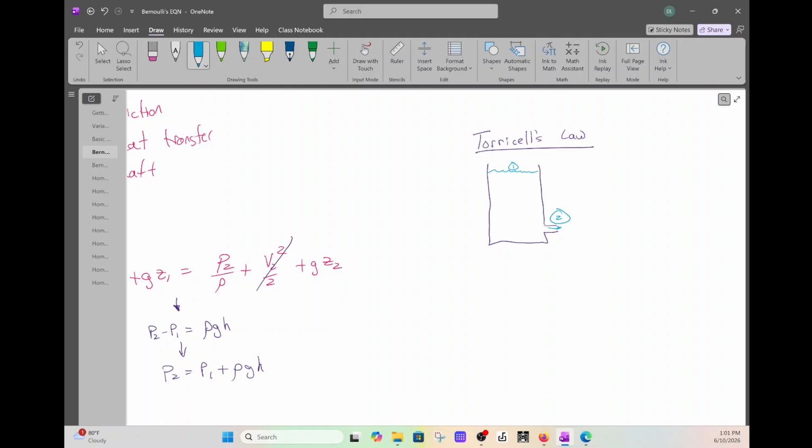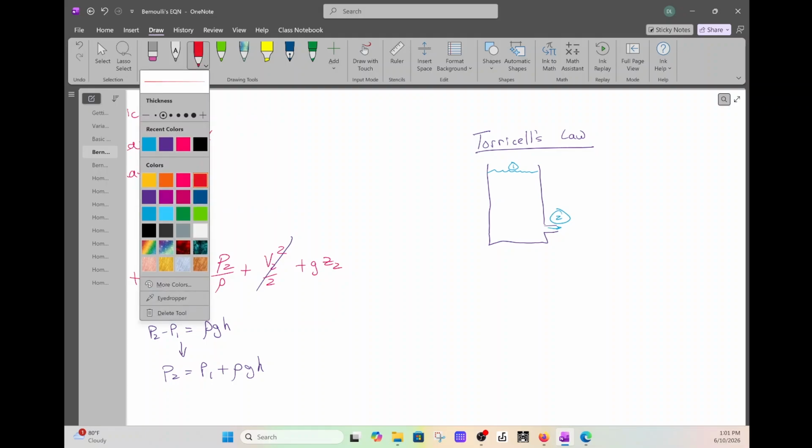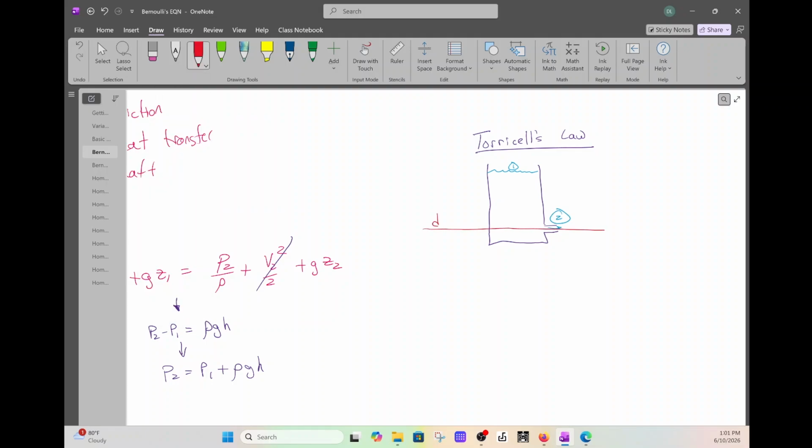Okay. We need to label a datum, which is a reference line. And we're going to call this Z1. So Z2 would be 0. So if we write the Bernoulli's, again, you're going to write this a lot. P2 over rho plus V2 squared over 2 plus GZ2.